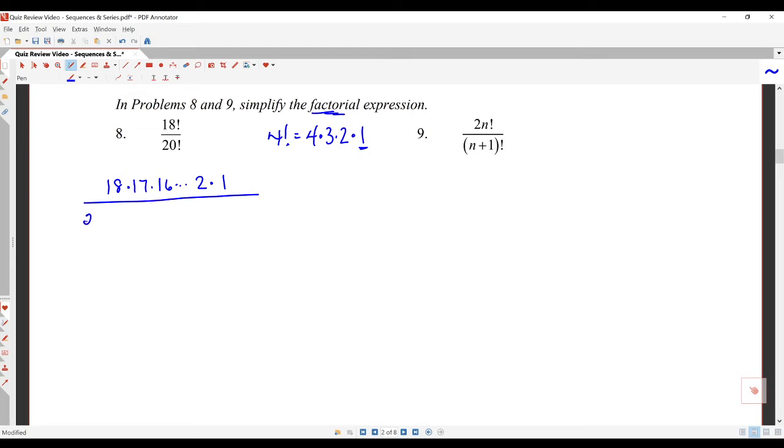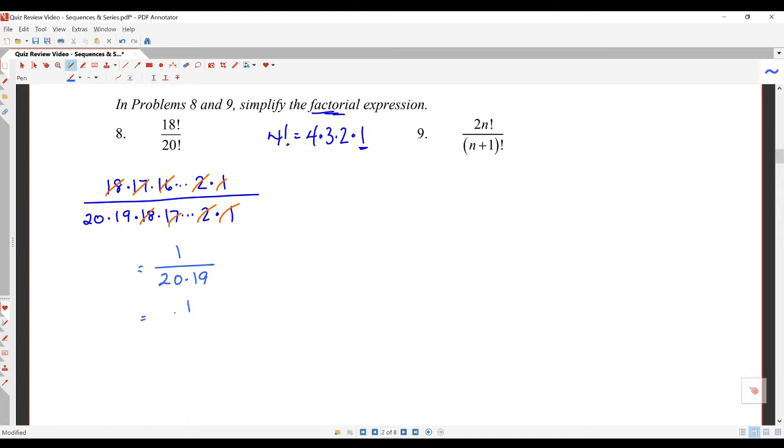In the denominator, we have 20 factorial, which would be 20 times 19 times 18 times 17 times, all the way down to 1. Now, in this case, because it's multiplication, something very nice happens. The 18s cancel, the 17s cancel, the 16s, the 15s, 14s, 13s, all the way down to the 1s. So we have just a 1 on top, because nothing's left, but when we simplify in that way, they become 1 over 20 times 19.